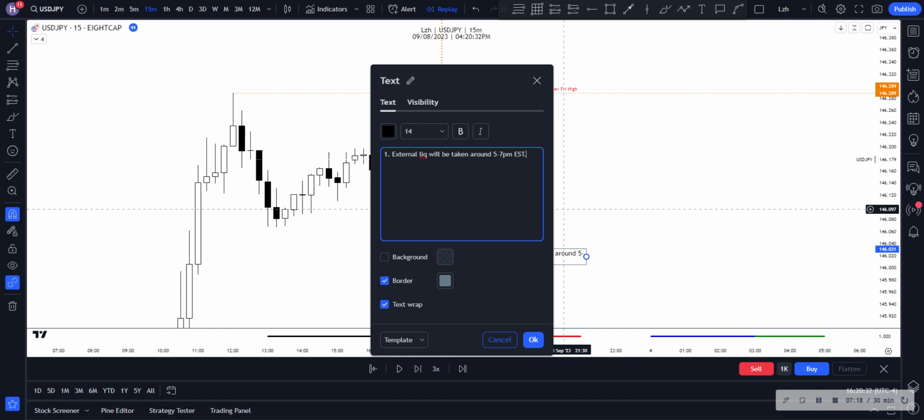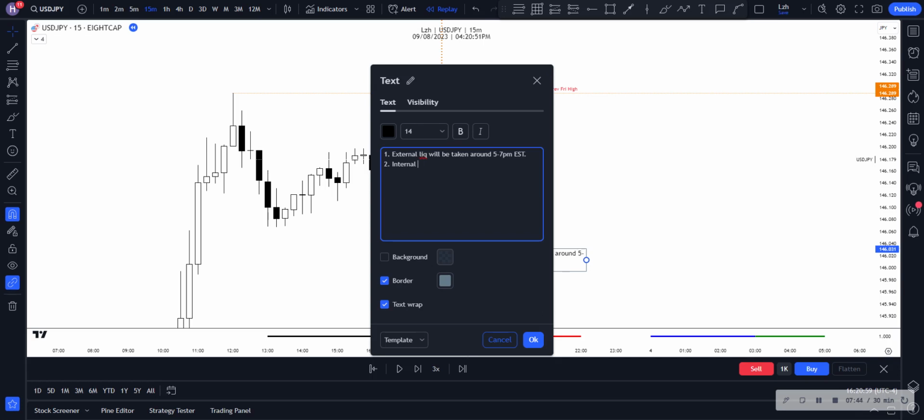It can happen on an hourly candle. It can happen on a 50-minute candle. It depends on what kind of time frame you're using. And by saying this external liquidity being taken around 5 to 7 o'clock, that will mean that it forms a range of the high and low. I'll mark that out for you later.